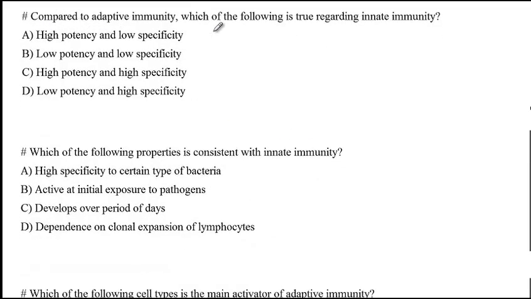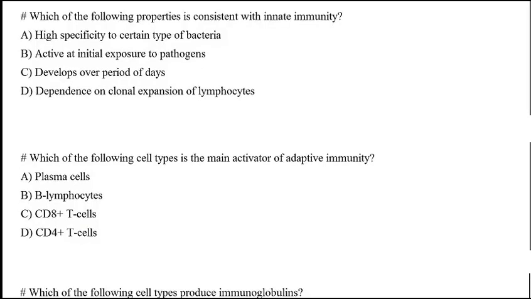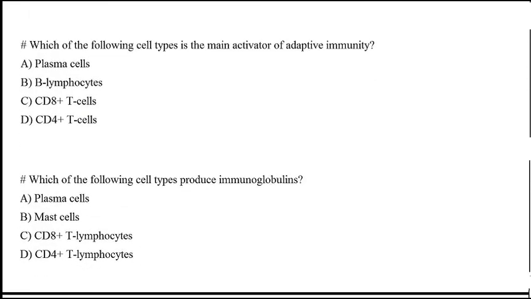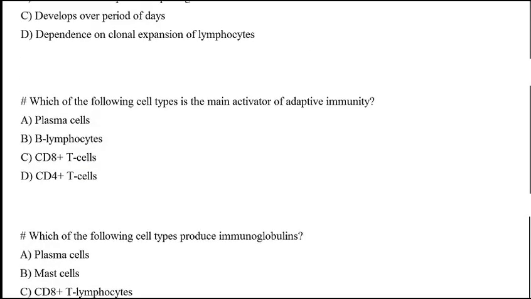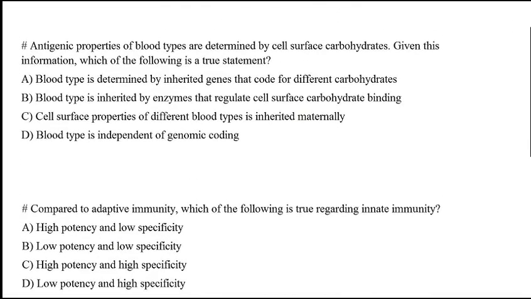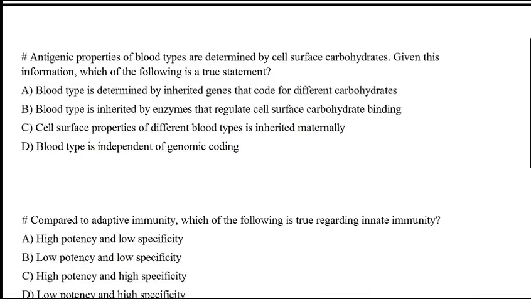Compared to adaptive immunity, which of the following is true regarding innate immunity? Which of the following properties is consistent with innate immunity? And then the next question is, which of the following cell types is the main activator of adaptive immunity? So all these questions should be easy to answer after listening to this video. And then which of the following cell types produces immunoglobulin? So if you need more time, you can go ahead and pause the video.